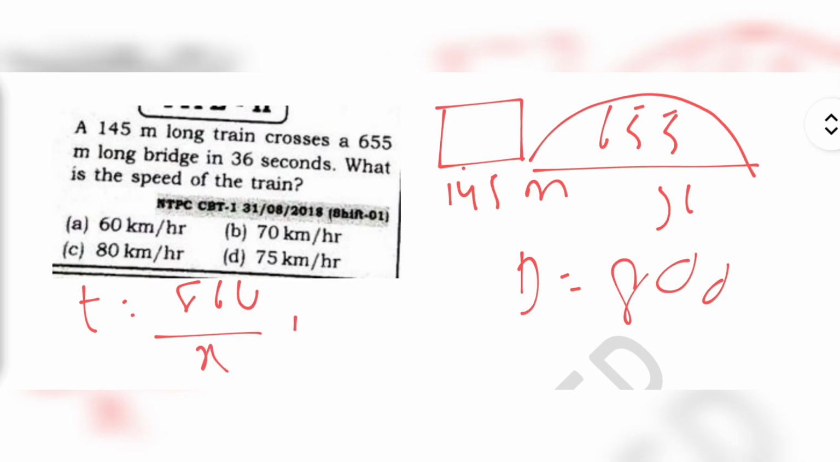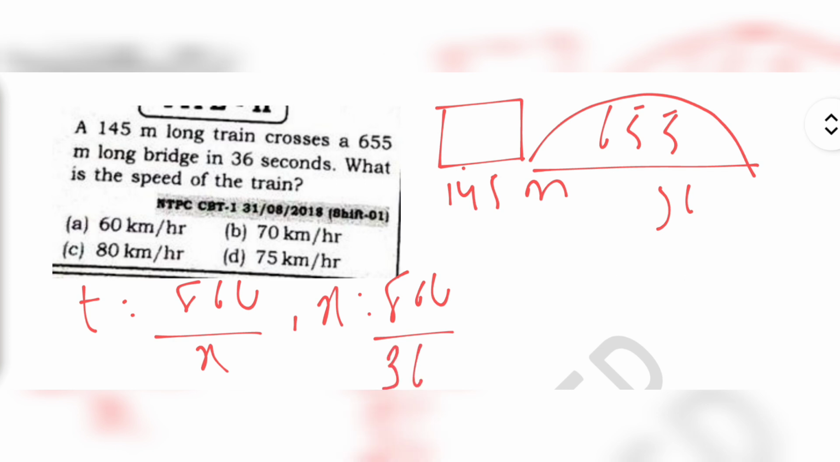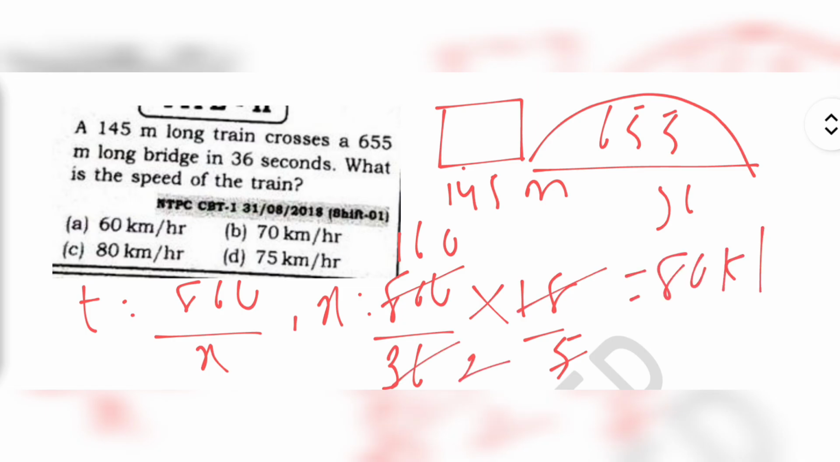Okay, speed we need to find out. So 800 upon 36, this is meters per second. To convert into kilometers per hour, multiply by 18 by 5. Simple. 5 1s are 5, 16. Okay, 18 1s are 18, 2s are 36. This is nothing but 80 kilometers per hour. That is option C.